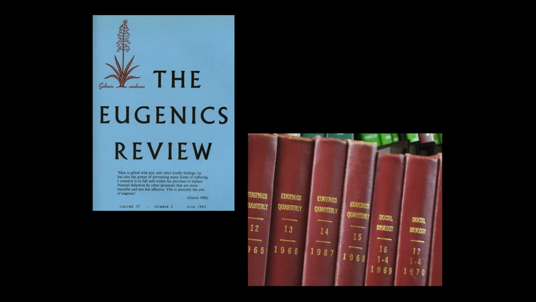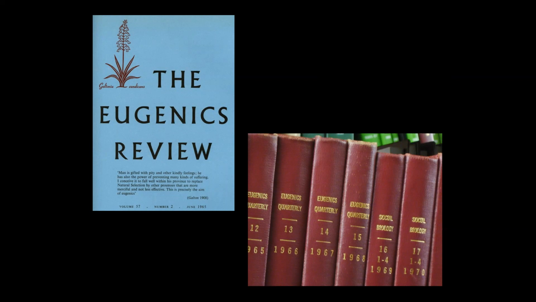Now, the next picture over here of this stack of journals, this is the Eugenics Quarterly, which changed its name in 1969 to Social Biology. The word eugenics had just gotten too much bad press, and so they changed the name of the journal to Social Biology, but continued to publish pretty much the same stuff.